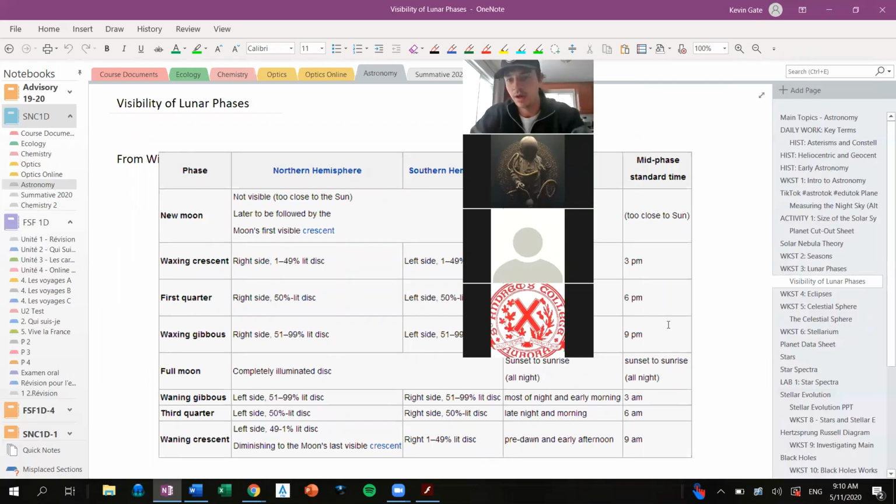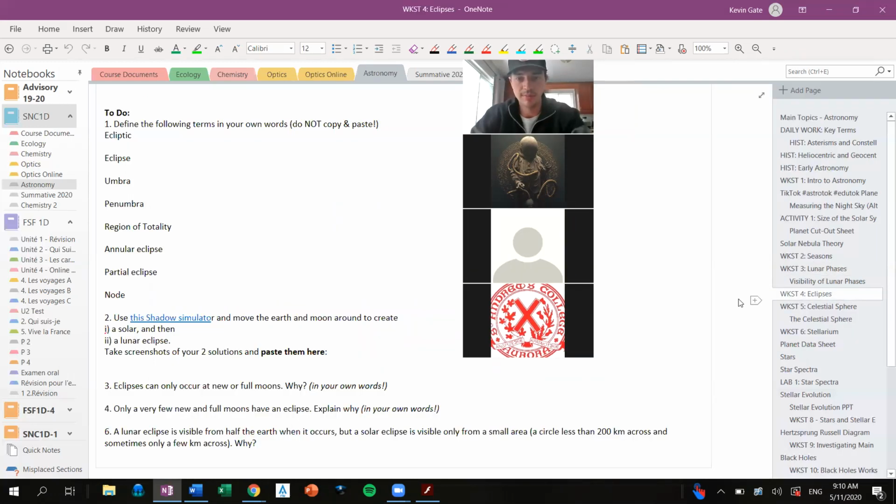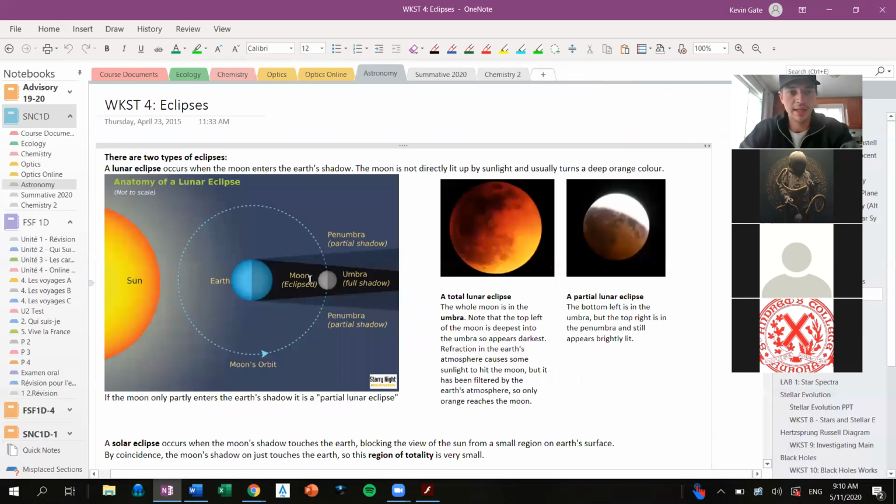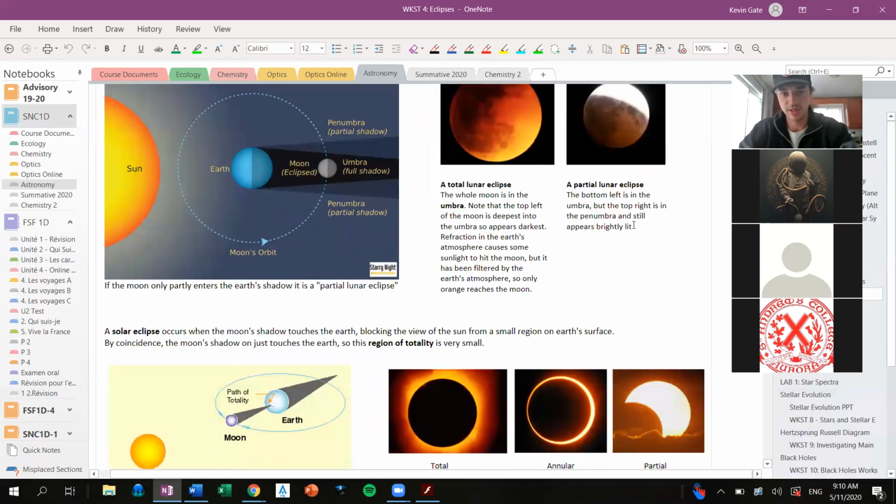You can. Worksheet 4, we're going to talk a little bit about eclipses. Eclipses occur when our planet has cast a shadow over the moon. A lunar eclipse occurs when the moon enters the Earth's shadow. The moon is not directly lit up by the sunlight and usually turns a deep orange color. A solar eclipse occurs when the moon's shadow touches the Earth, blocking the view of the sun from a small region on Earth's surface. So, by coincidence, the moon's shadow on Earth just touches on Earth.